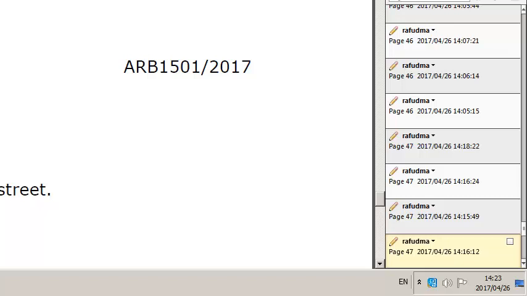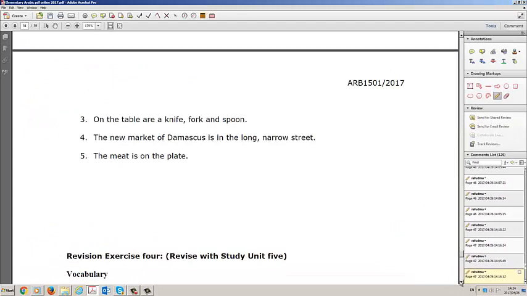Okay, في بيت حسن مائدة جديدة جميلة. On the table are a knife, fork and spoon. So we'll say على المائدة ملعقة وشوكة وسكين. That's a knife is a sikin, a fork is a shoka, and a spoon is milaka.